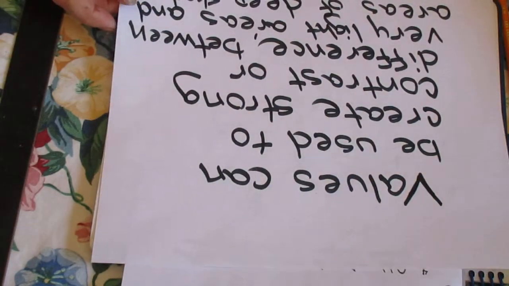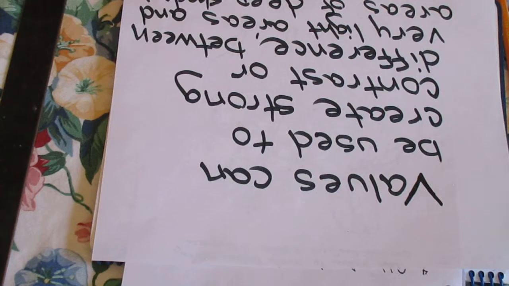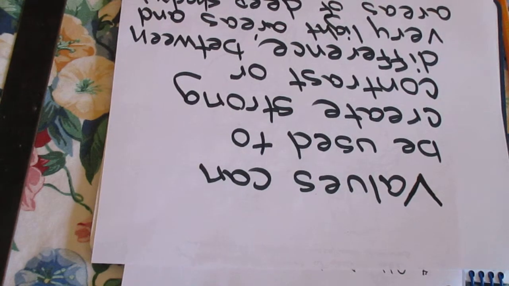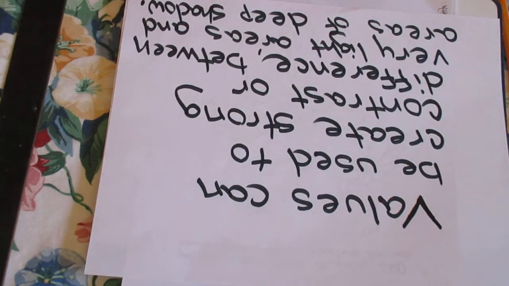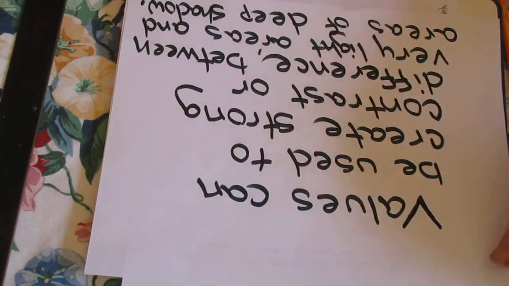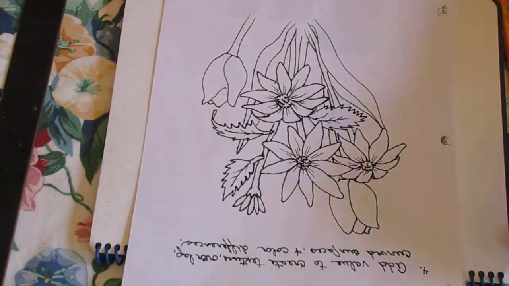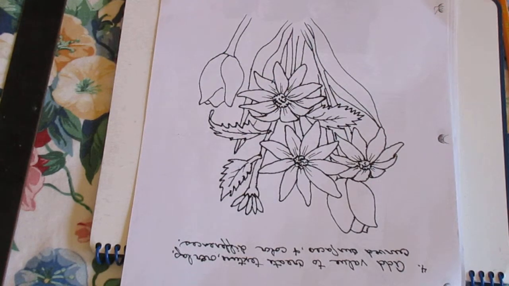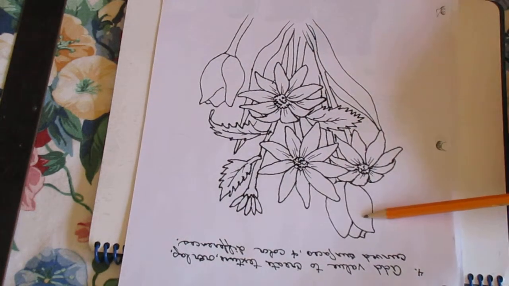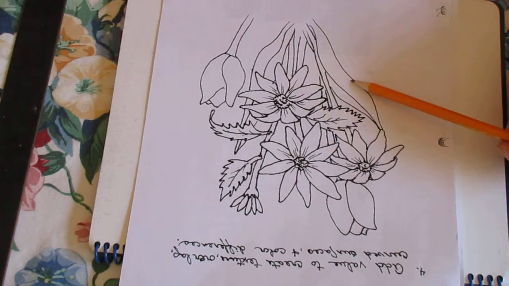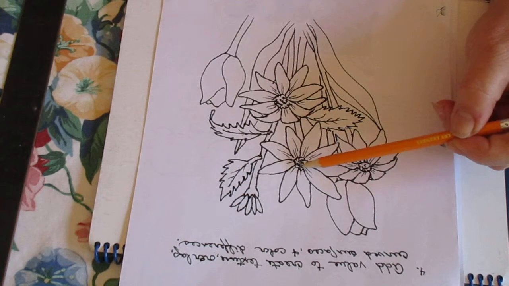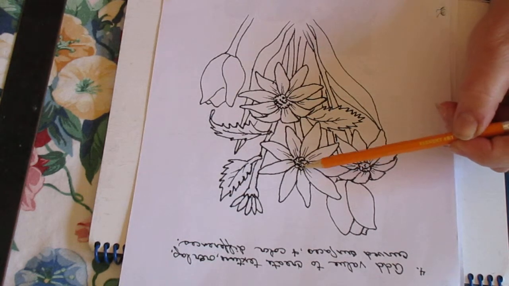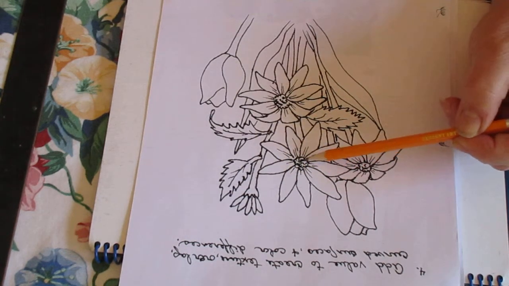Remember that values can be used to create strong contrast or difference between very light areas and areas of deep shadow. So we want some things to be the darkest darks and some things to be the lightest lights. And we're going to use this image to make some of those choices. You could decide that these are dark purple tulips and very light leaves and white daisies, but that white daisy is still going to have some overlap and some textural changes here.